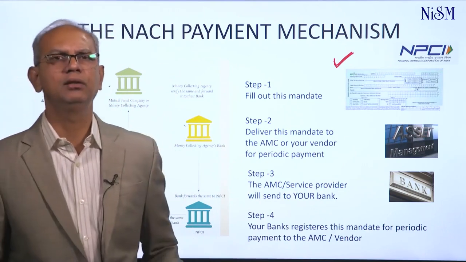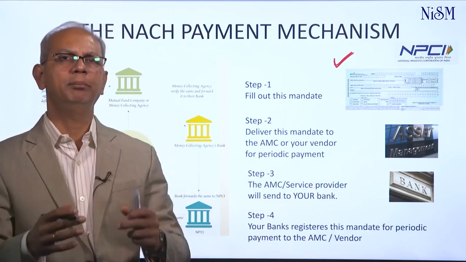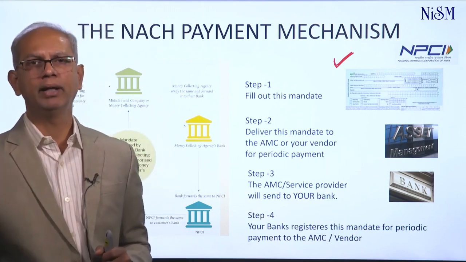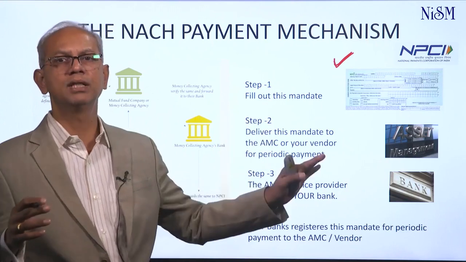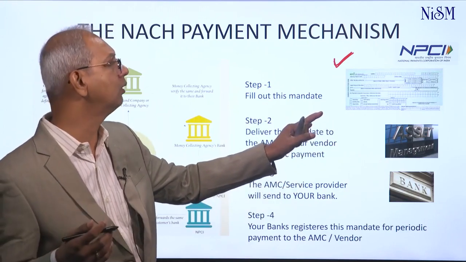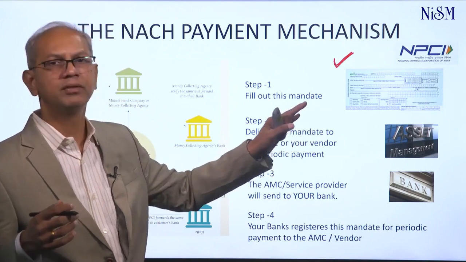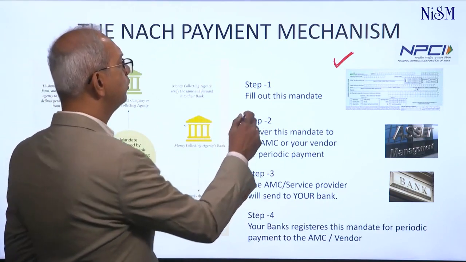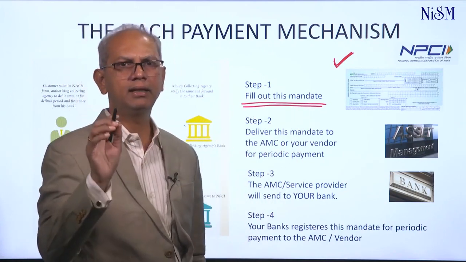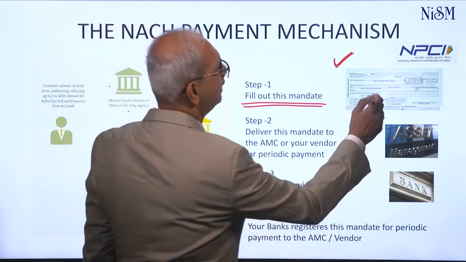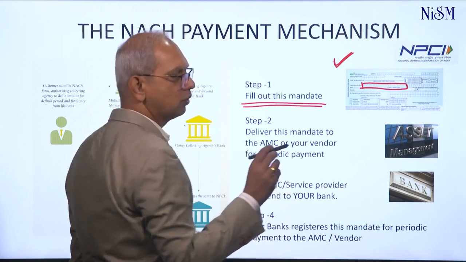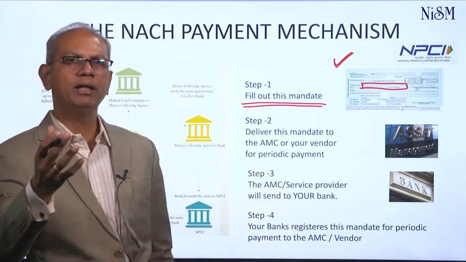That's what happens when you want to give periodic payments. And we talked about rentals, we talked about settling periodic payments to vendors or whatever. The biggest usage of the NACH mandate, the NASH mandate as we normally pronounce it, is the mutual fund industry. All you need to do is fill out this mandate. Now this mandate has, maybe this is not visible, but I'll tell you what it has. It has the name of the vendor.